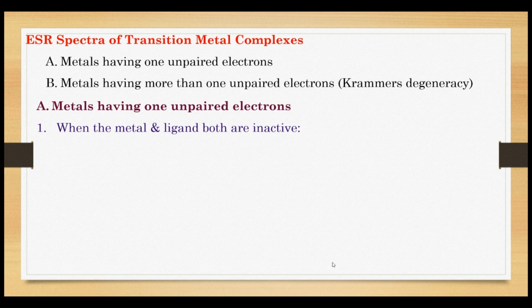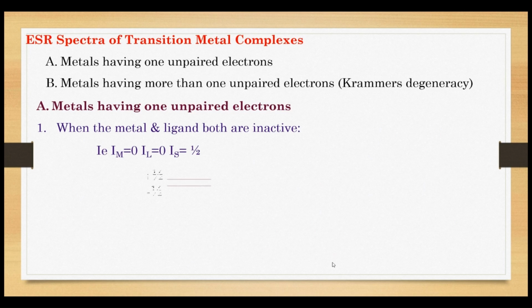We discussed in our previous video that the compound should contain an unpaired electron, then only it will be ESR active. So here we are discussing the metal having one unpaired electron, so it is ESR active, and the splitting is caused by metal and ligand. If both are inactive, what will be the case? When metal and ligand both are inactive, that is Im equal to 0, Il equal to 0, and Is equal to 1 by 2, meaning it contains one unpaired electron.